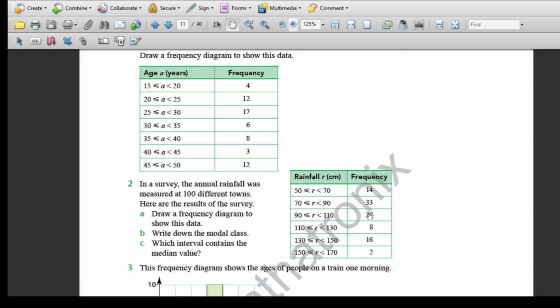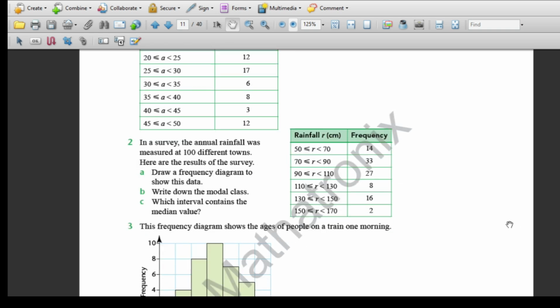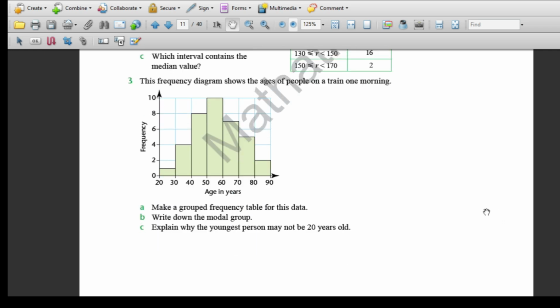Here in this interval the median class will be lying. In question number 3, the frequency diagram shows the ages of people on a train one morning. On one morning the ages of the people were recorded, and we see it in a frequency diagram, and we have to make a group frequency table from this data.